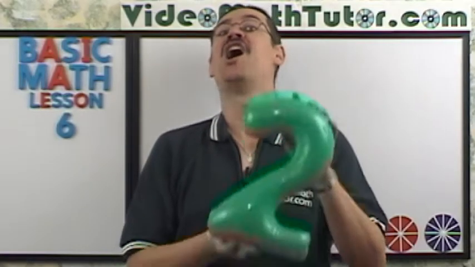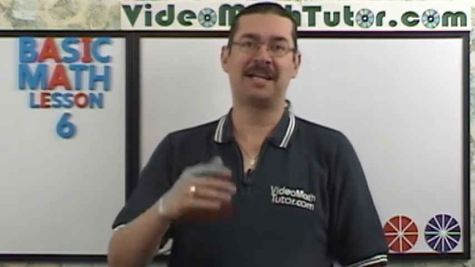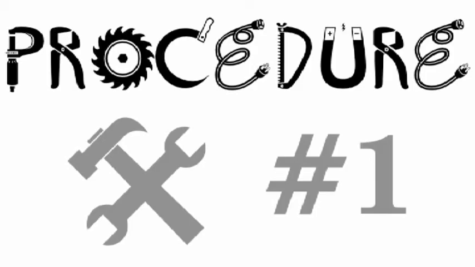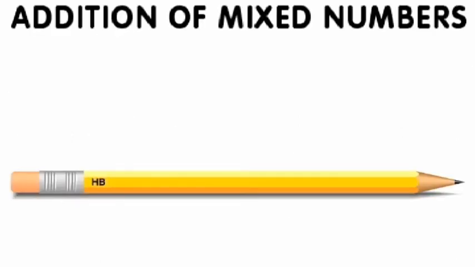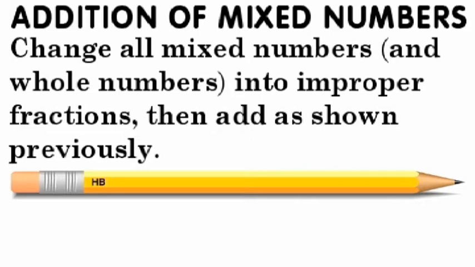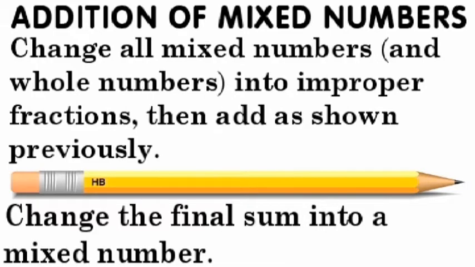There are actually 2 different procedures for adding up mixed numbers. Let's take a look at both of them. Addition of mixed numbers. Change all mixed numbers and whole numbers into improper fractions. Then add as shown previously. Change the final sum into a mixed number.